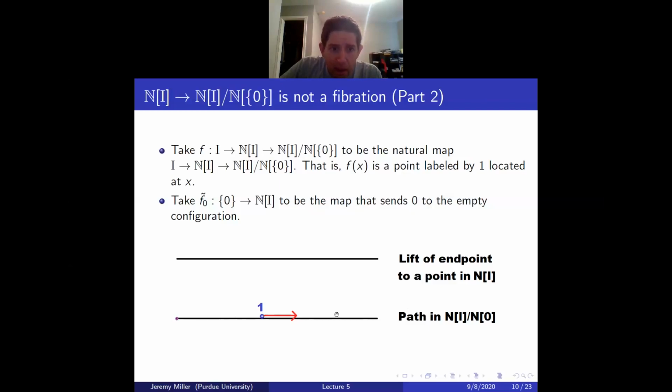That's the path. And then the lift is just going to be the empty configuration. We need a lift at time 0 of this path. That's what f tilde 0 is. At time 0, this one point is in the purple dot, so there are no points. The empty configuration is a valid lift. And then I claim that there is no f tilde.